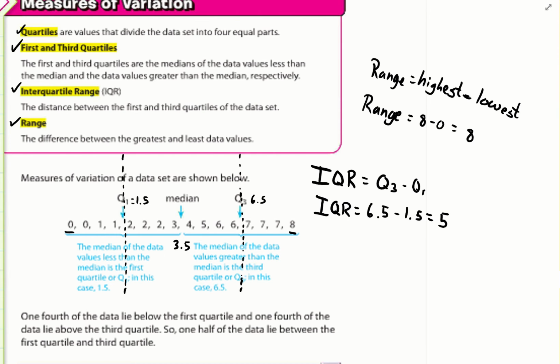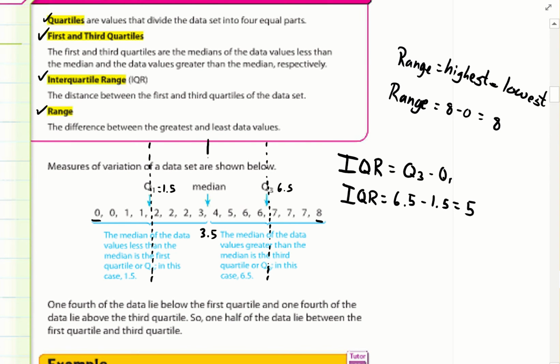First, I have to find my median. So split that in half. My median's 3.5. Next, I have to find my first quartile.